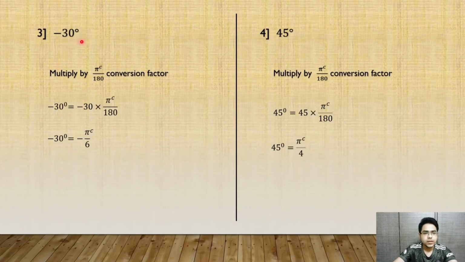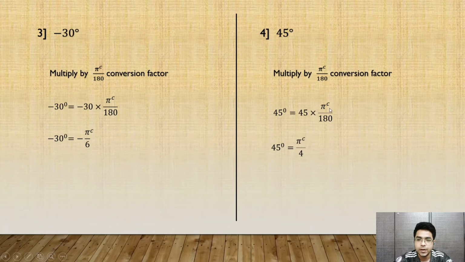For minus 30 degree, same as was discussed in the previous slide, multiplying by pi by 180, we will get minus 30 degree equal to minus 30 into pi by 180. That will give us minus pi by 6 radian. And for 45 degrees we will get 45 degrees equal to 45 into pi by 180 radian, that will be equivalent to 45 degrees is equal to pi by 4 radian.